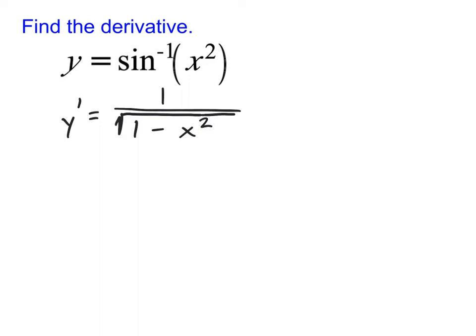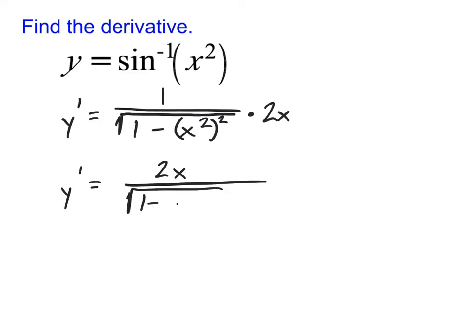So instead of it just being x squared here on the bottom, we're going to make that into an x squared squared. And then I have to multiply by the derivative of the x squared, which of course is going to be 2x. And we could clean this up a little bit from there. Not a ton, though, as it turns out. So I'm going to end up with 2x over the square root of 1 minus x to the 4th. And we can just call it done right there.